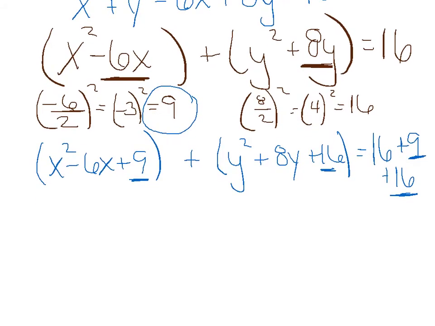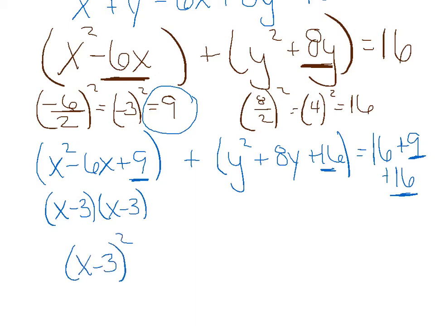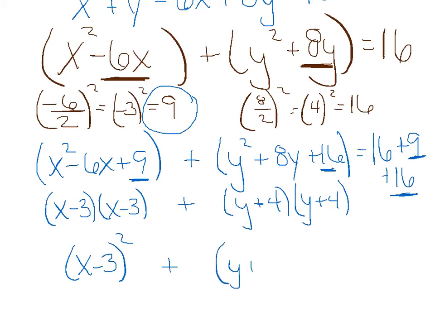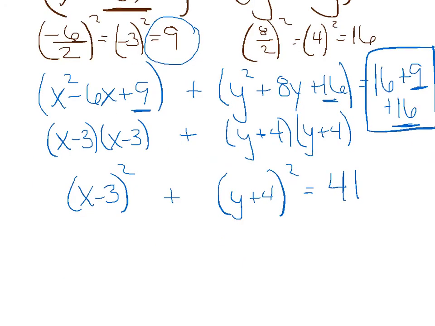Almost done at this point. I can rewrite this as x minus 3 times x minus 3, which of course is x minus 3 squared. Got my plus sign. I can rewrite this as y plus 4 and y plus 4, which of course is y plus 4 squared. And then I've got to add all these terms up over here, which looks like 41. Hopefully I did my arithmetic right. And as easy as that, we have our equation of a circle.